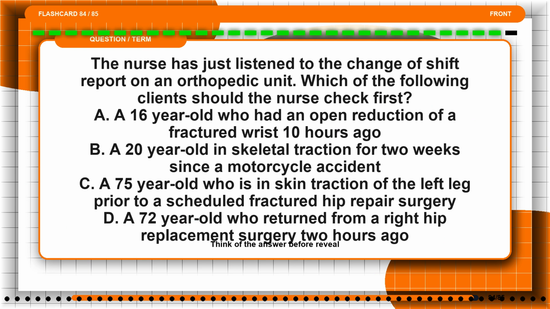Flashcard 84. The nurse has just listened to the change of shift report on an orthopedic unit. Which of the following clients should the nurse check first? A. A 16-year-old who had an open reduction of a fractured wrist 10 hours ago. B. A 20-year-old in skeletal traction for 2 weeks since a motorcycle accident. C. A 75-year-old who is in skin traction of the left leg prior to a scheduled fractured hip repair surgery. D. A 72-year-old who returned from a right hip replacement surgery 2 hours ago. Think of the answer before the reveal.